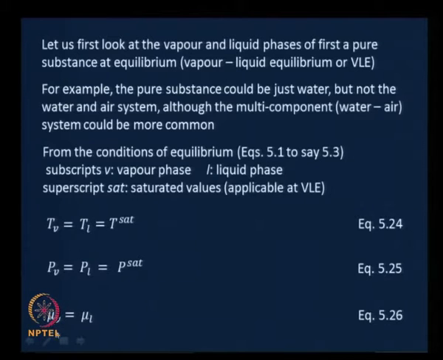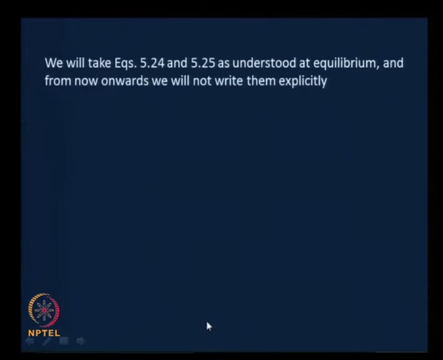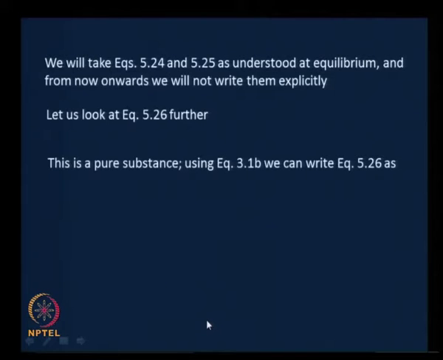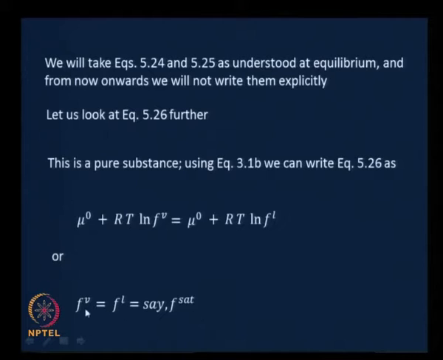We looked at this particular equation further, and using the definitions of the chemical potential in terms of fugacity that we had given in module 3, we wrote mu naught plus RT ln FV for mu V equals mu naught plus RT ln FL for mu L. And we could see that the fugacities of the pure substance in the vapor phase and the liquid phase are equal.